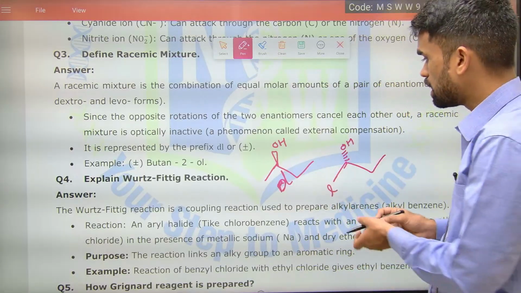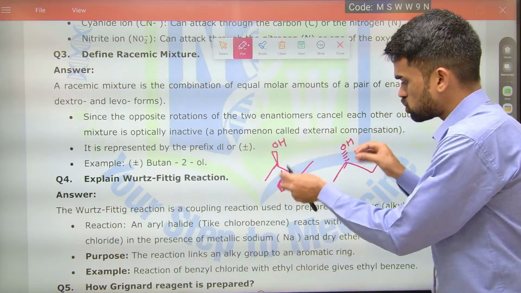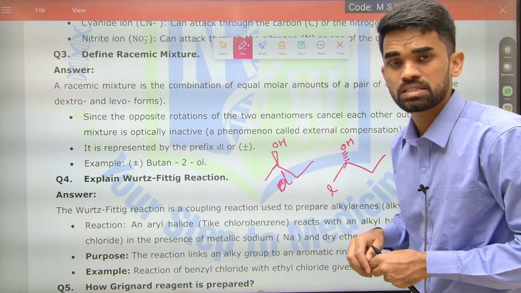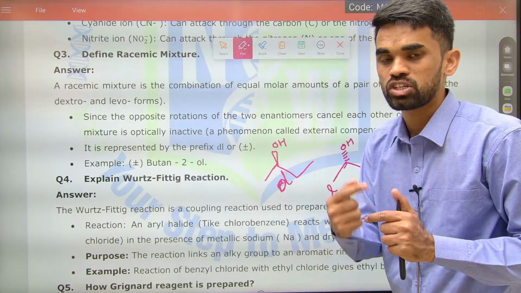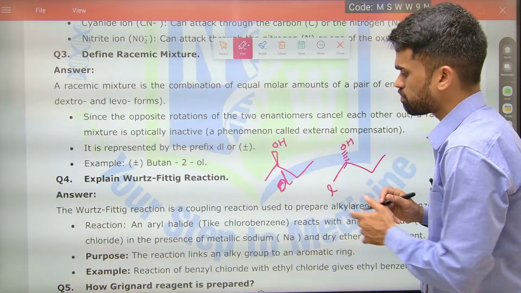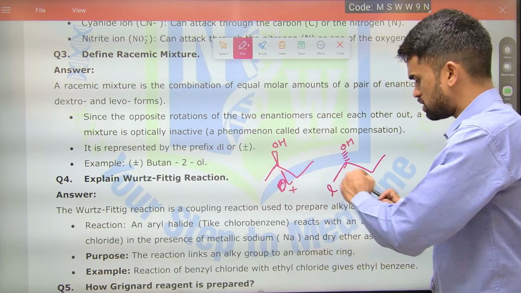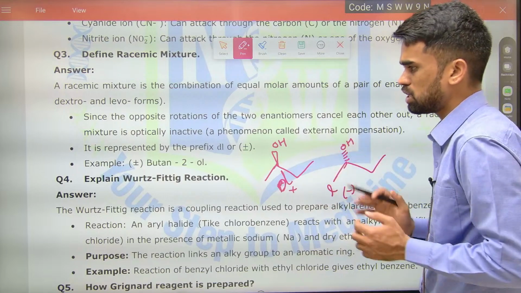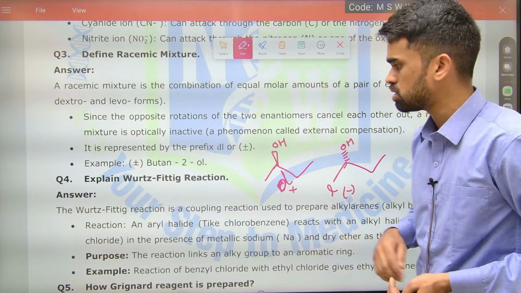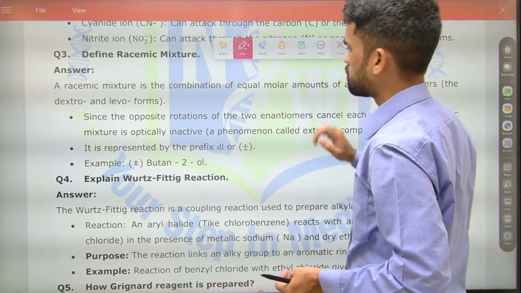levorotatory. Okay, if I have an equal amount of mixture, like D and L isomer of equal amount, now what happens? The net optical rotation will be 0. Okay, that's it. So you can represent this example as DL; if one is plus, the other is minus, or if it is minus, it should be plus. So the combination of these two with equal amounts gives you a racemic mixture. That's it. Okay, right. So this is about racemic mixture.